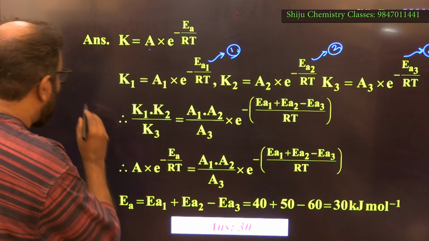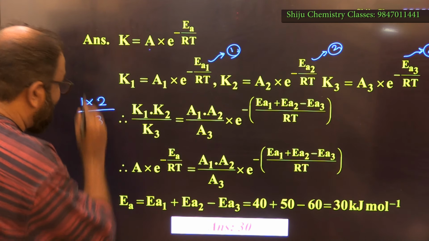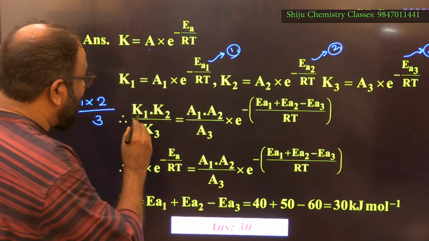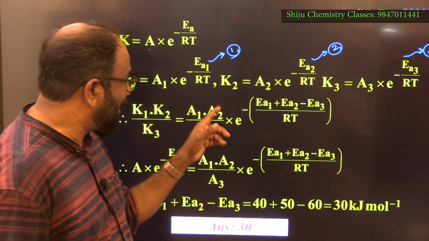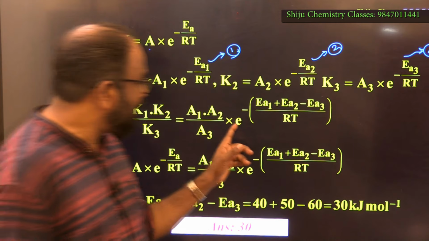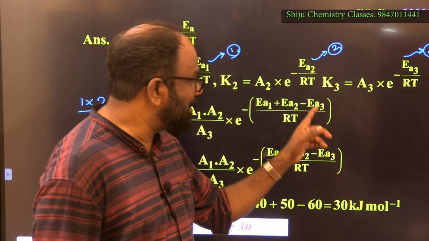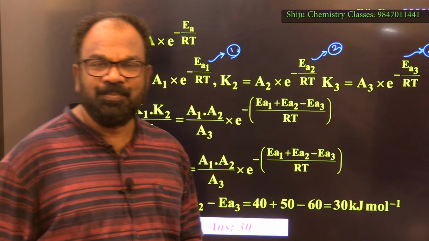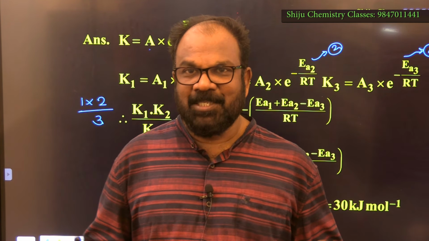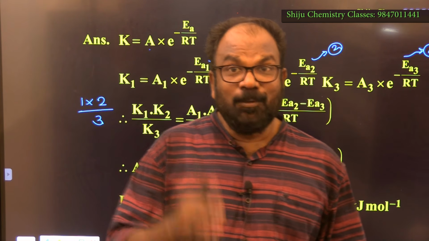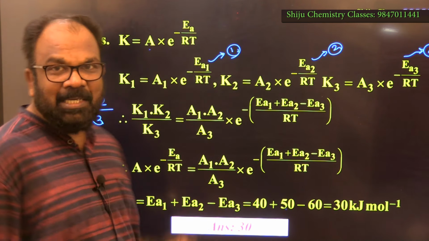Then multiply equation number 1 and 2 and divide by equation number 3. We will get K1 into K2 divided by K3 is equal to A1 into A2 divided by A3 into e raised to minus of Ea1 plus Ea2 minus Ea3 divided by RT. Now by adding the 3 individual steps, we will get the overall reaction.